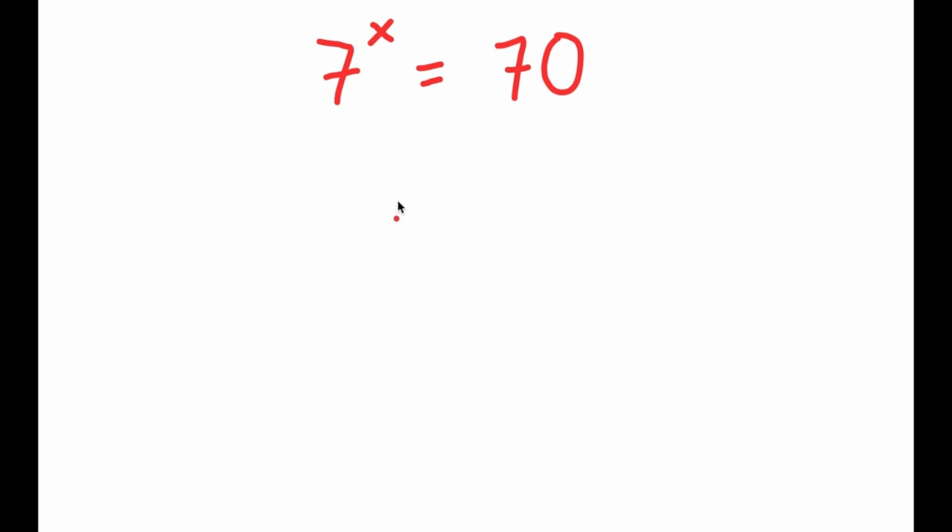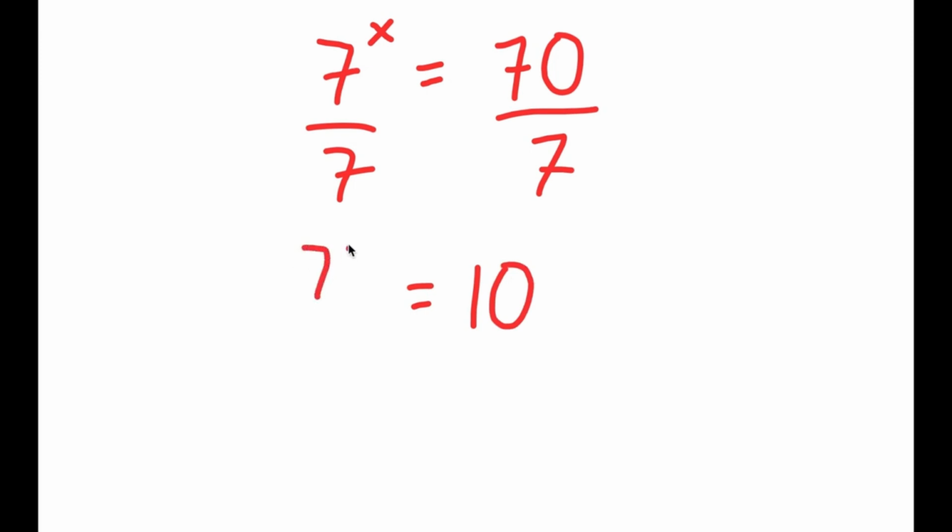Alright, so in this problem, I have 7 to the power of x is equal to 70. So to solve this, I'm going to first start by dividing both sides by 7. So then 70 divided by 7 is 10. So I have 7 to the power of x over 7 is equal to 10.